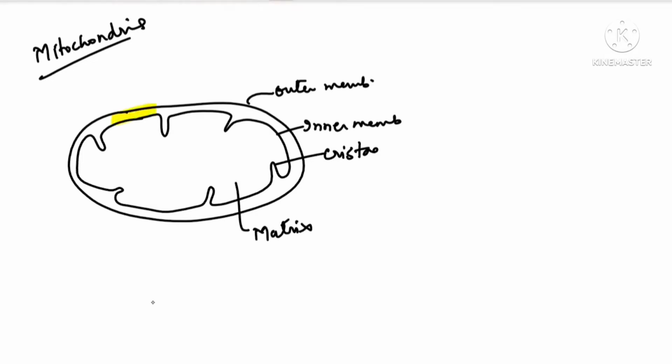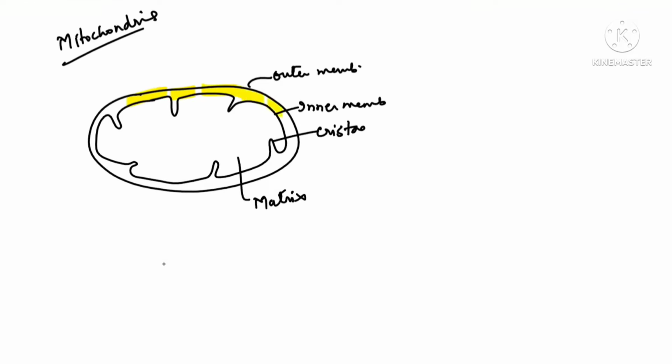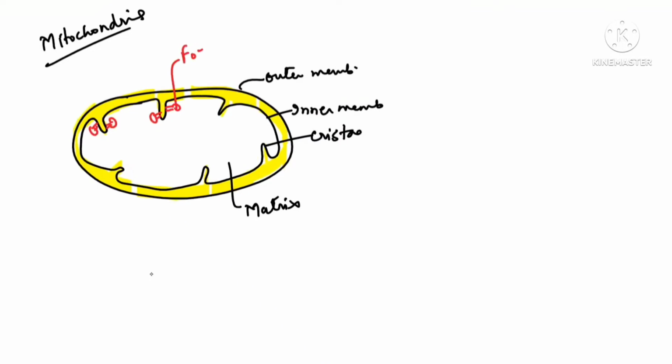And this is your intermembrane space where protons are accumulated to create a proton gradient. The proton gradient is necessary because its breakdown helps in ATP formation. And for making ATP, you need the enzyme ATP synthase, which is present on the F0F1 particle. This is your F0F1 particle, also known as elementary particle, also known as oxysome. The number will be more on the cristae.